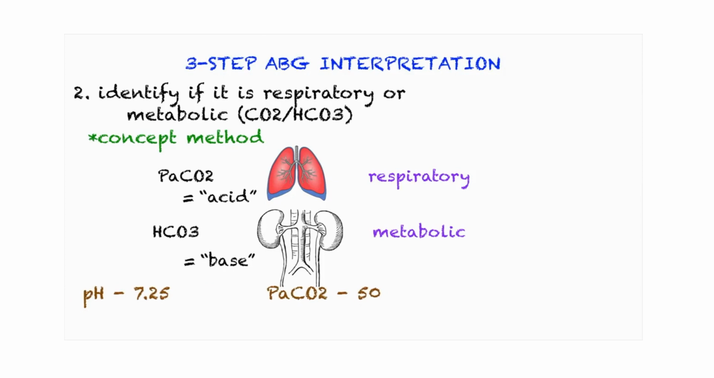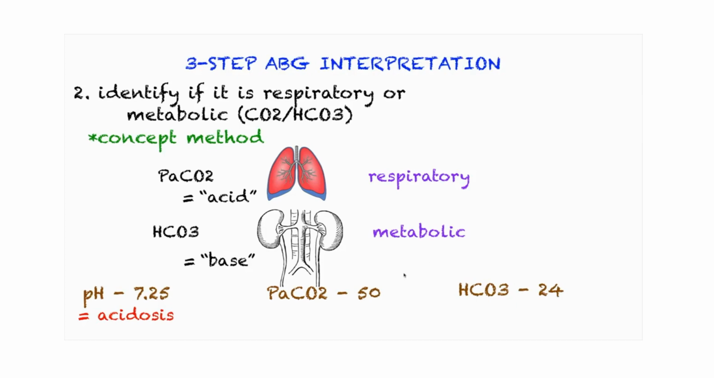It is best if we use examples for this method. pH of 7.25, PaCO2 of 50, and bicarbonate of 24. Looking at the pH, we can tell that this is acidosis. Our normal is 7.35 to 7.45. It's less than 7.35, so it is acidosis. Look at the PaCO2. It's elevated. Our normal value is 35 to 45. We have 50. Just by simply looking at that, this is abnormal, and if you look at the bicarbonate, it is normal. Our normal value is 22 to 26.